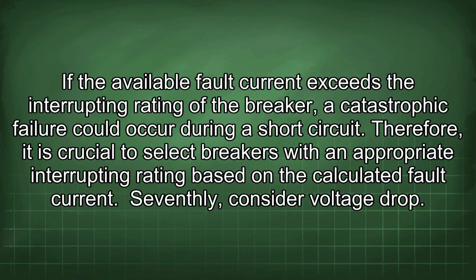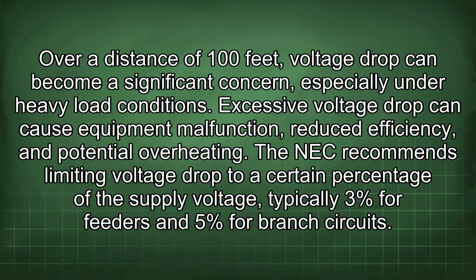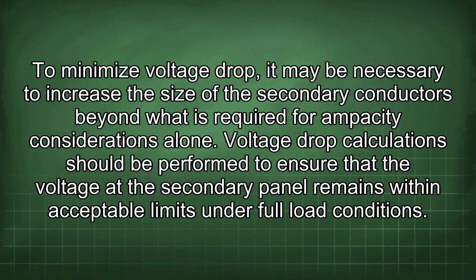Seventhly, consider voltage drop. Over a distance of 100 feet, voltage drop can become a significant concern, especially under heavy load conditions. Excessive voltage drop can cause equipment malfunction, reduced efficiency, and potential overheating. The NEC recommends limiting voltage drop to a certain percentage of the supply voltage, typically 3% for feeders and 5% for branch circuits. To minimize voltage drop, it may be necessary to increase the size of the secondary conductors beyond what is required for ampacity considerations alone.